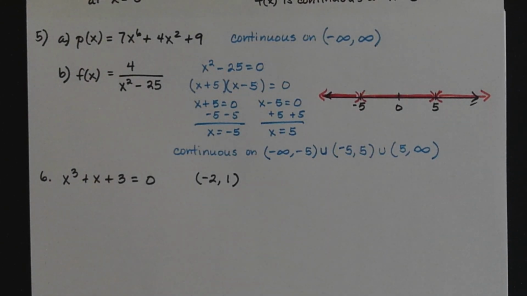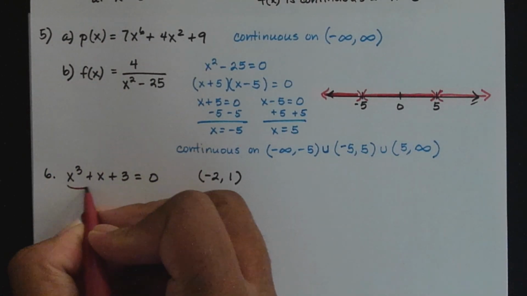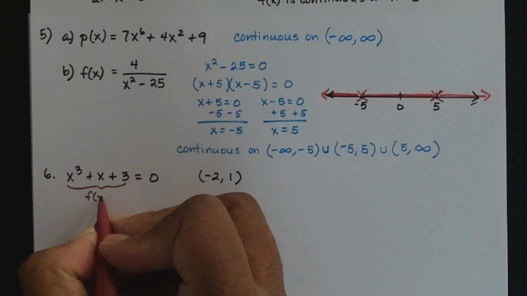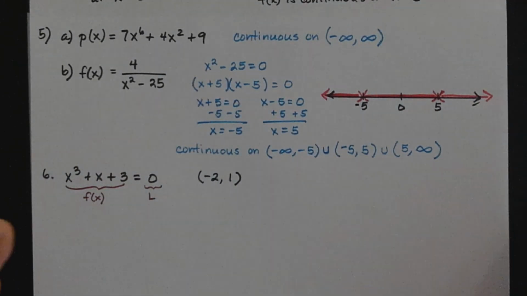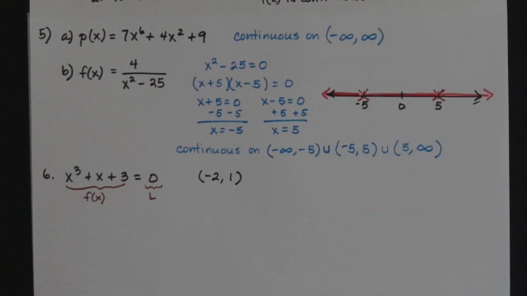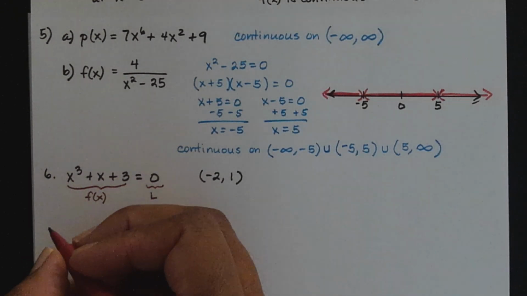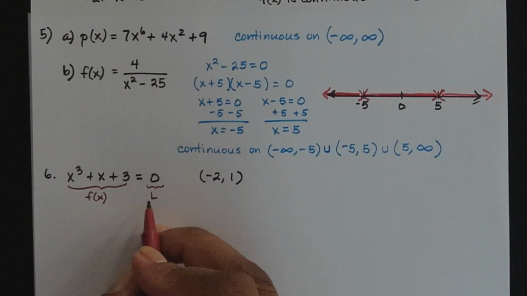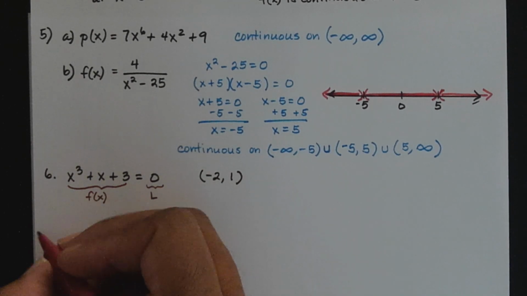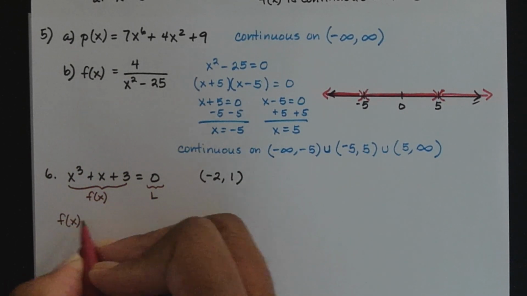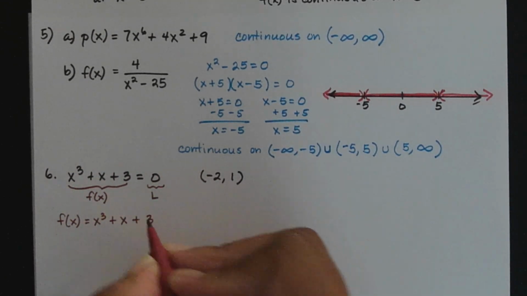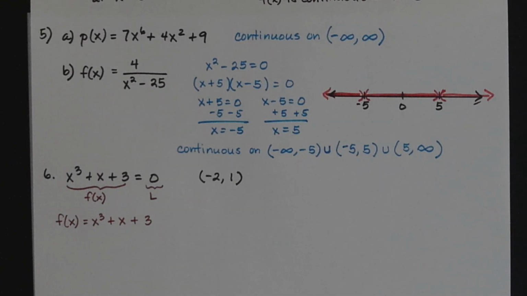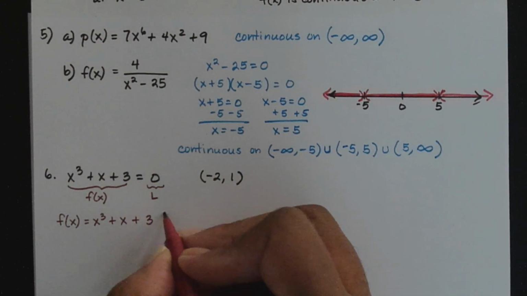Okay, now let's see if we can answer some questions here. This part on the left-hand side would be your f of x. This 0 is going to be L, because we did talk about the intermediate value theorem where f of x is going to be some limiting value of L. So I need to find out the interval on which this function f of x equals x cubed plus x plus 3 is continuous.